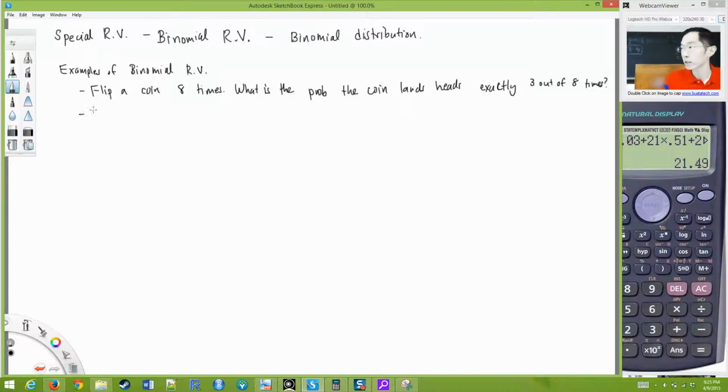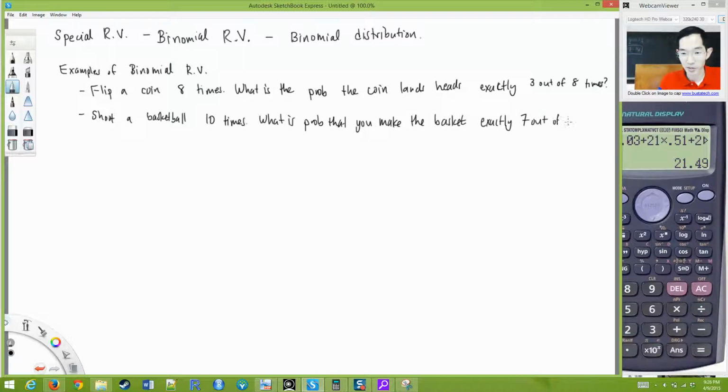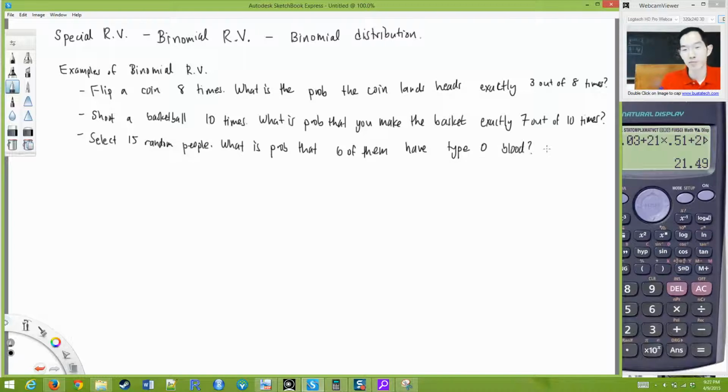Or shoot a basketball 10 times. What is the probability that you make the basket exactly 7 out of the 10 times? Or, I don't know, select 15 random people. What is the probability that 6 of them have type O blood? Or something like that, okay?